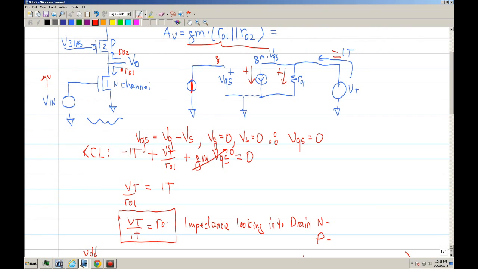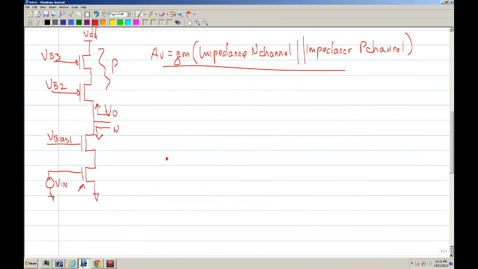We know that if you look at the drain of a single MOSFET, it's RO1. Okay, so we can make a little simplification. We can substitute that for there. So we want to know the impedance looking in there.